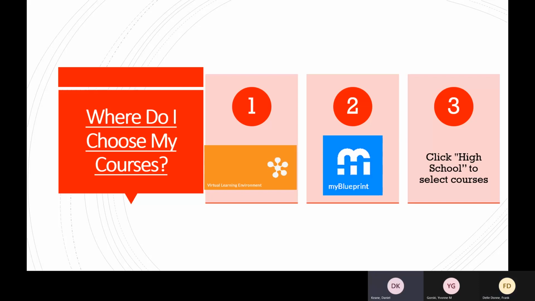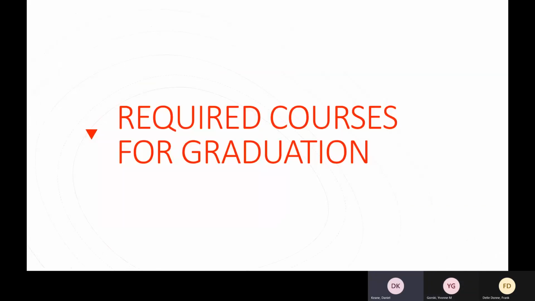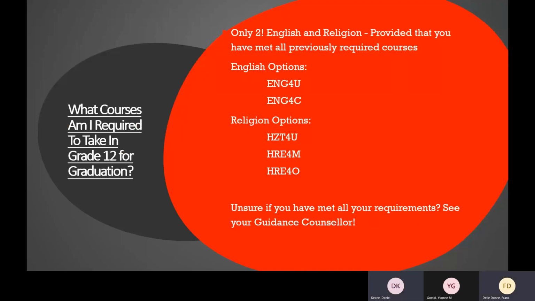Let's look now at which courses to choose, beginning with those that are mandatory or the required courses. In grade 12 at STA, there are only 2 courses that you have to take, religion and English. That is, if you've already met all of your other course requirements. If you're not sure if you have met all of the requirements that you should have previously gotten, be sure to make an appointment with your guidance counselor.